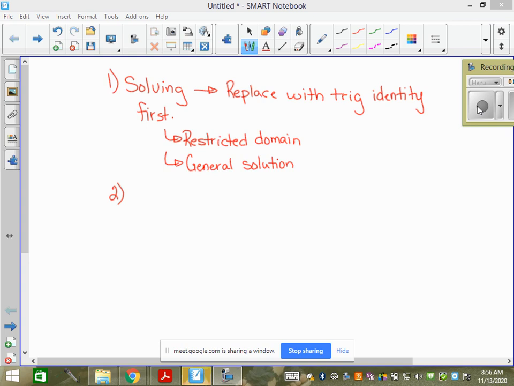Number 2, what we went over was non-permissible values and verifying, right? So we went over non-permissible values. And the only time you didn't have non-permissible values, it's permissible.